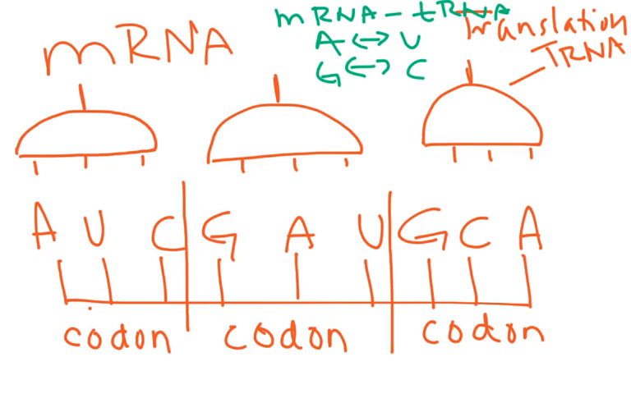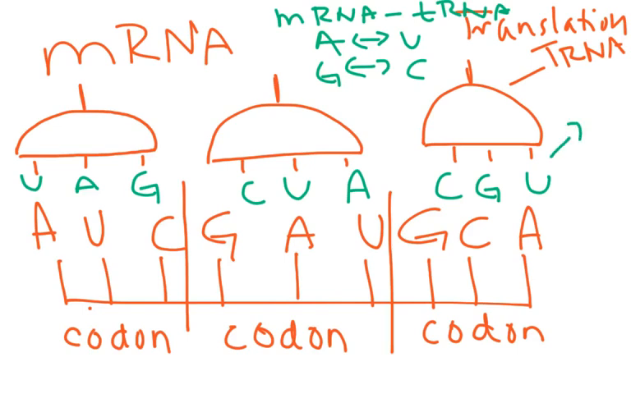Okay, so now we need to find our tRNA. These little doodads, like the spaceships, are tRNA. So A will go to U, U will go to A, and C will go to G. G will go to C, A will go to U, U will go to A, G will go to C, C will go to G, and A will go to U. These green things that are attached to the tRNA are called anticodons. I kind of ran out of room there.